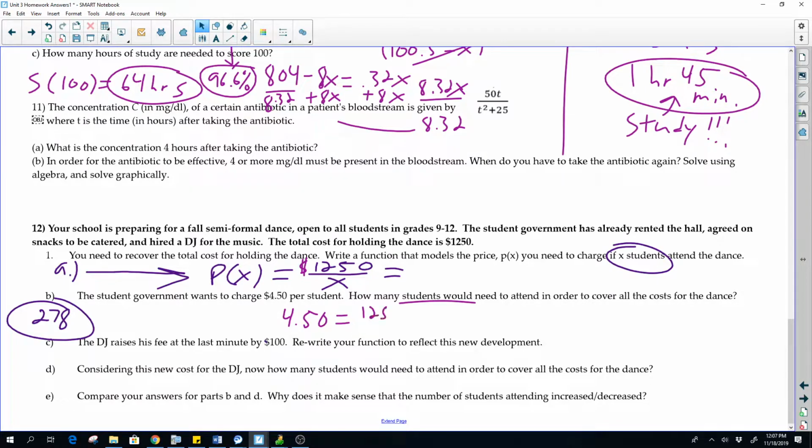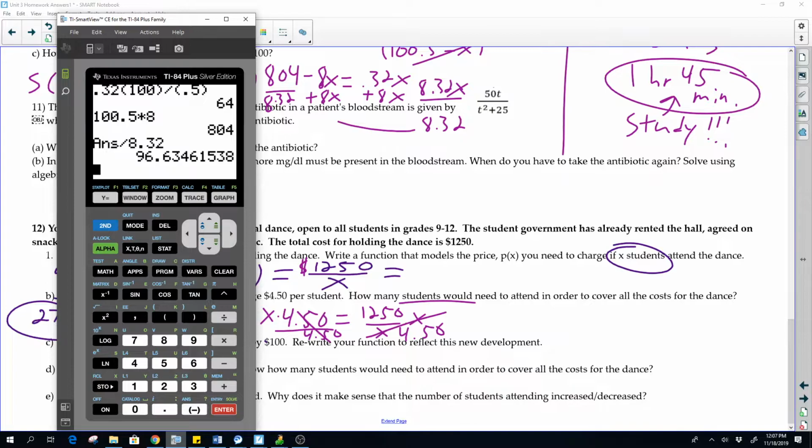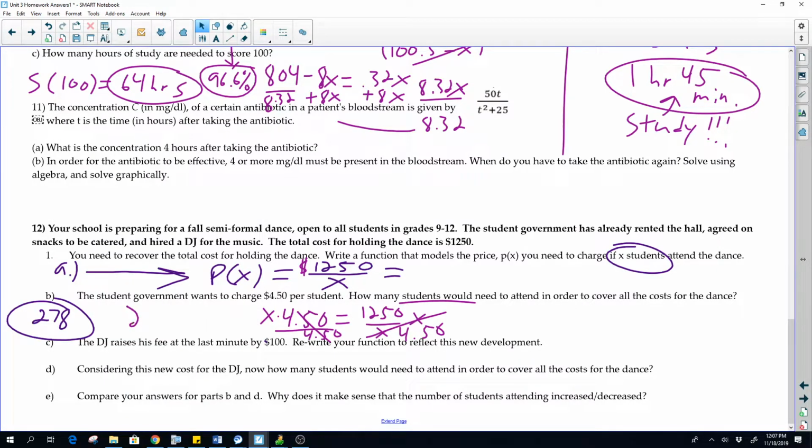Well, 1250 divided by X. We're going to multiply X to the other side. And then reverse-y, bring the 450 down below. And so that means we're just taking the 1250 and dividing by the 450. So then when we do that, we get 277.7 or something. Can't have 0.7 of a student, so we have to round up to 278.